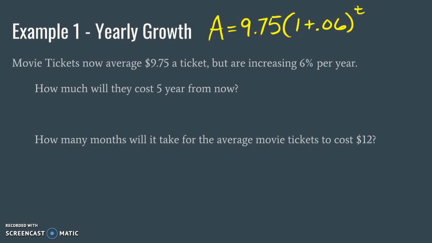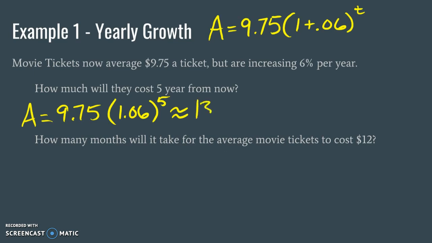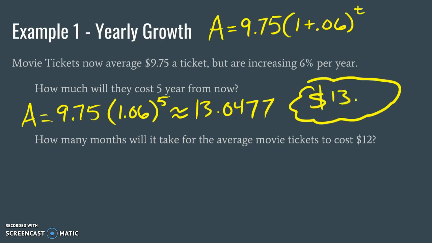So if we want to know what a future value is, we just need to input the time. So our future value is going to be 9.75 times 1.06 raised to the fifth power, which is going to be 13.0477. But we're not just going to leave our answer like that. We were asked how much, so we need to write it in proper units. So our answer is going to be $13.05.